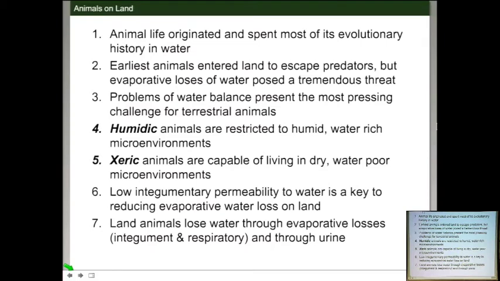And in all these environments, lowering integumentary permeability to water is key. Animals have to try to reduce evaporative water loss when they're in the land environment. Land animals lose water continually through evaporative losses, which include integument losses and also respiratory losses of water, and also through urine. Water is required for urination. So the water losses are integument, respiratory, and urine, the greatest one being the evaporative losses.